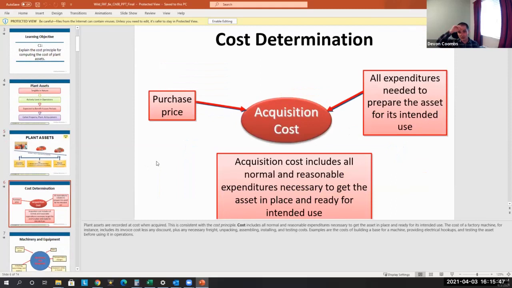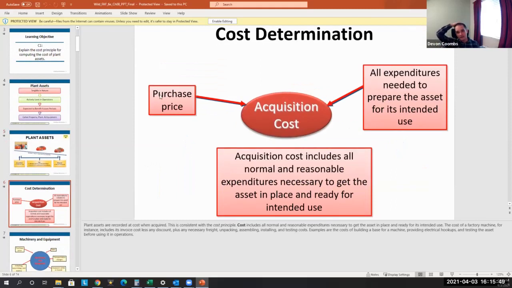So that first piece, the cost determination, is that the purchase price plus all expenditures needed to prepare the asset for its intended use are the acquisition cost. This is very similar to inventory, right? That's why I'm telling you, if you've been doing your homework and quizzes, you'll start seeing the similarities in accounting and your life will be a little easier. So anything that we need to get the asset up and running.